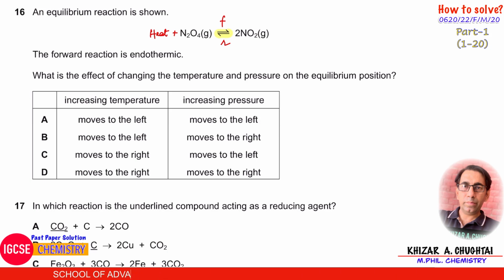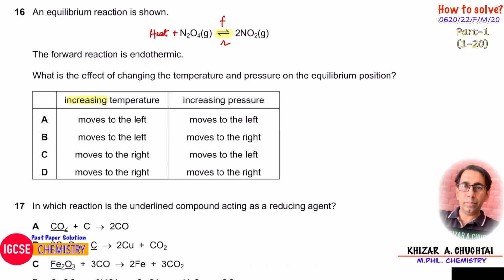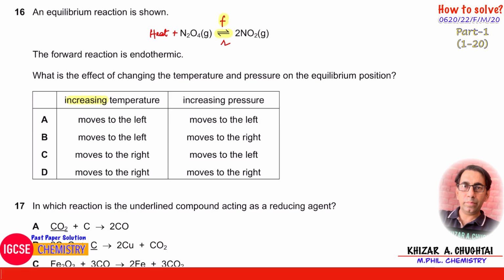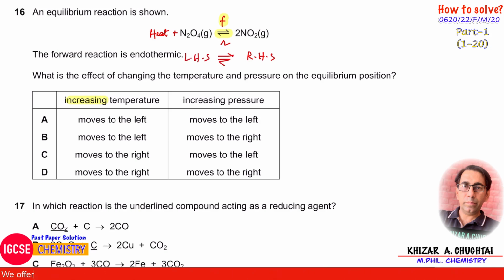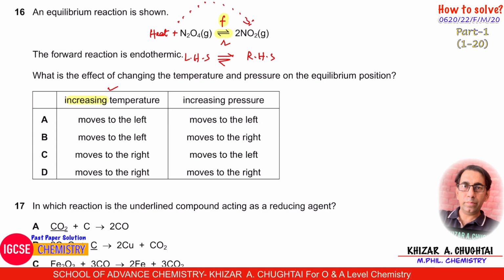What is the effect of changing temperature and pressure? Changing temperature, that is increasing temperature, right? Increasing temperature favors the endothermic side. So the forward reaction is endothermic, so the reaction will move forward. Forward means this is the right hand side of the equation and this is the left hand side of the equation. So because of the increase in temperature, equilibrium will be shifted towards the right hand side.